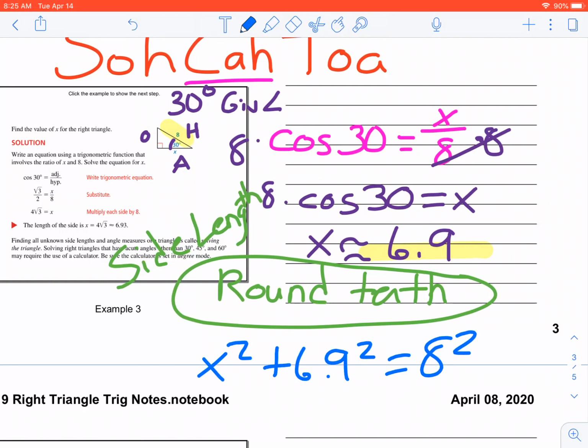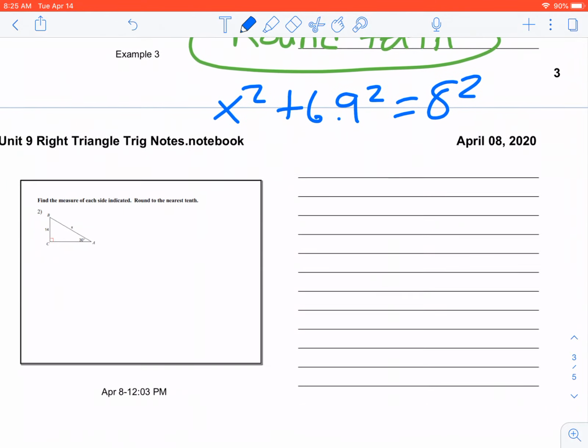I would always suggest, once you find two sides of the triangle, always use Pythagorean Theorem to find the third side. It's just kind of easy and something you guys are more comfortable with, okay? And when you're talking about side length, round it to the nearest tenth. Don't leave it as an exact answer. You can always round. So let's look at this last one we're going to do today, right here.